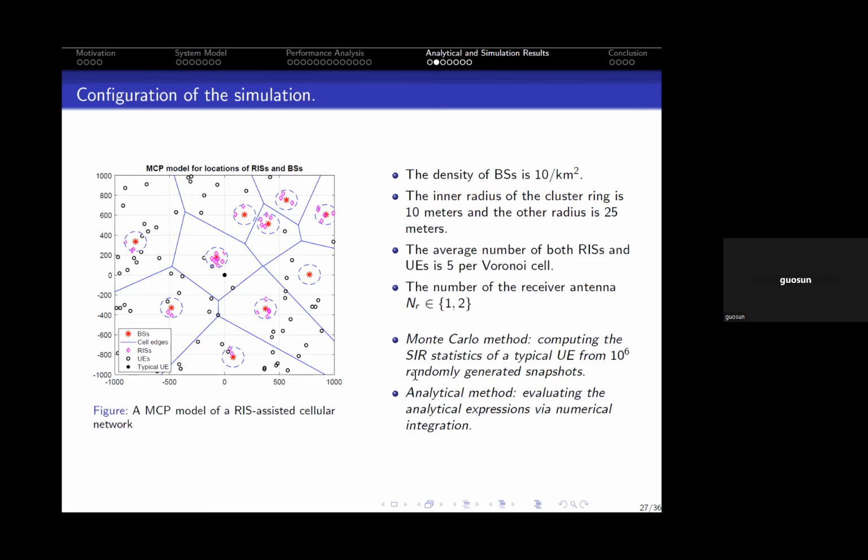One point to specify is that the analytical method is done by evaluating the analytical expression by numerical integration. The benefit of the analytical method is compared to the Monte Carlo method. For example, here we perform 1 billion times to generate the points, compute the SIR, and then derive the coverage or ergodic rate. It takes perhaps hours. For the analytical result, it only takes about 1 minute.